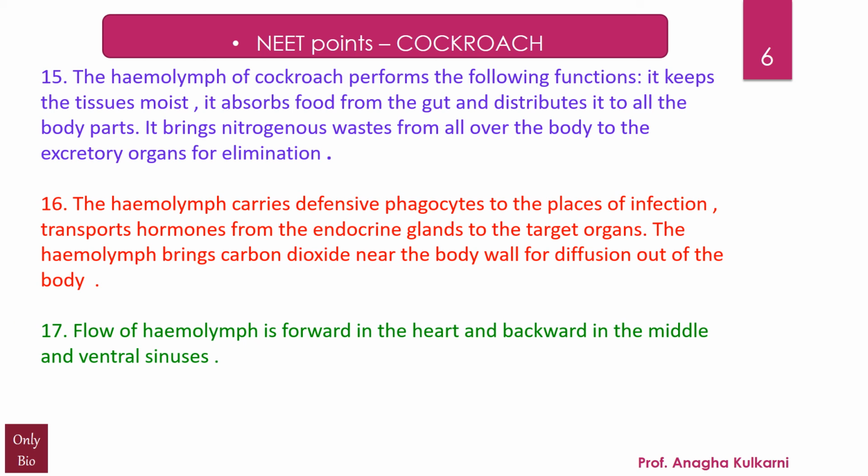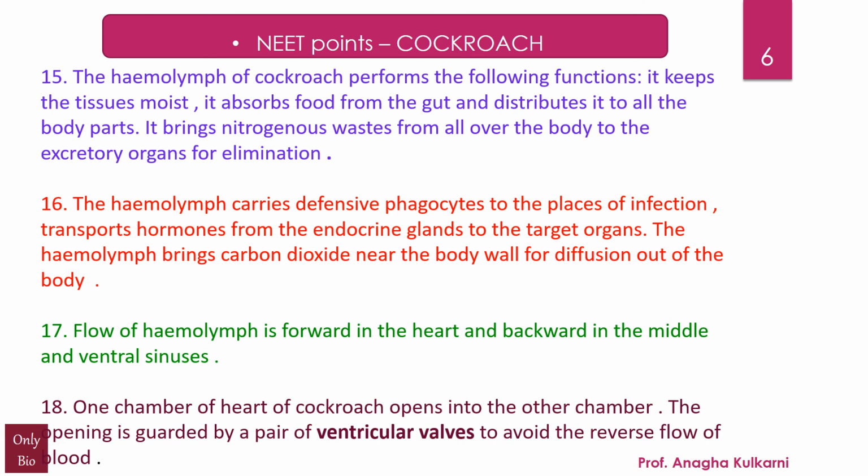Next, flow of hemolymph is forward in the heart and backward in the middle and ventral sinuses. Next, one chamber of the heart of cockroach opens into the other chamber. The opening is guarded by a pair of ventricular valves to avoid the reverse flow of the blood.